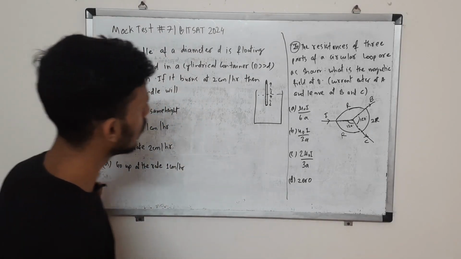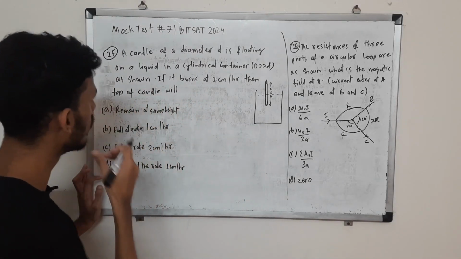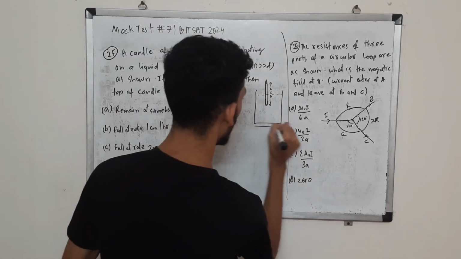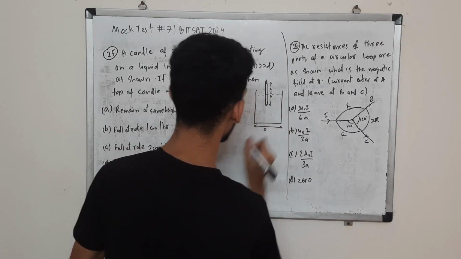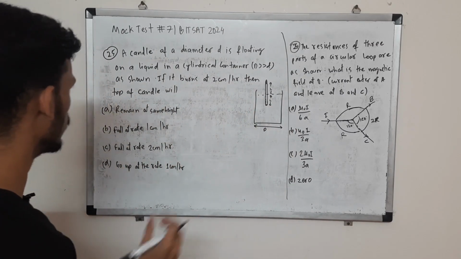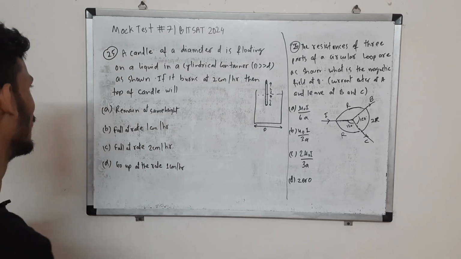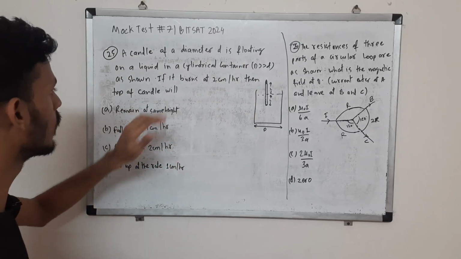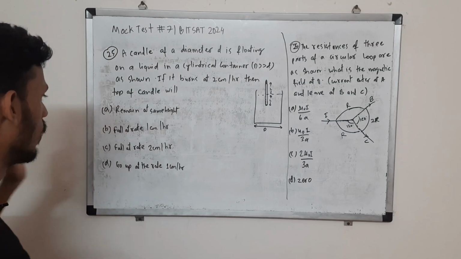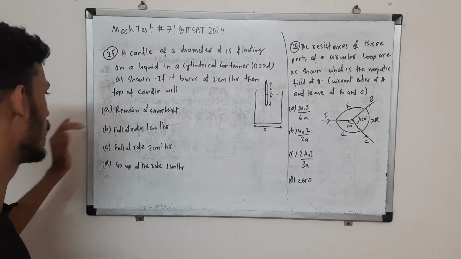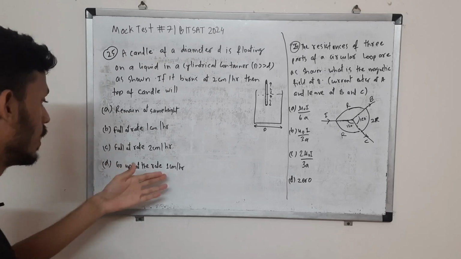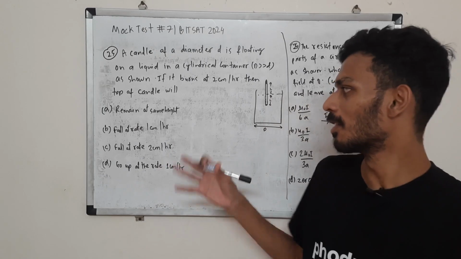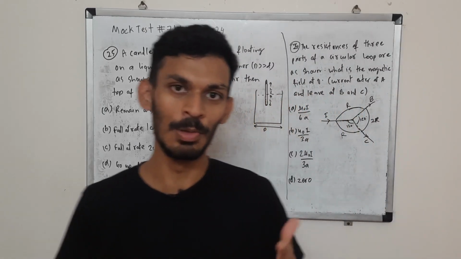In 25 we have a candle which is burning inside a cylindrical container. This capital D is the diameter, which is very big compared to the diameter of your cylindrical candle. So if it burns at the rate of 2 centimeters per hour, the top of the candle will remain at the same height, fall with this rate, or go up with this rate. Now you can do this with common sense. The options I would say are very loose.